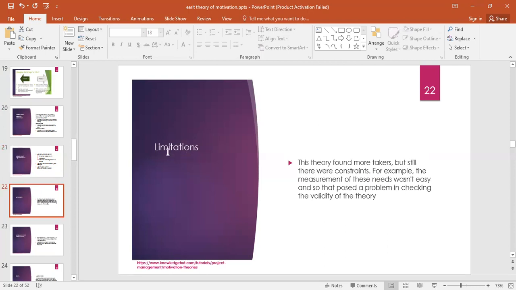What is the limitation of McClelland's theory? This theory found more takers, but still there were constraints. For example, the measurement of these needs wasn't easy, and so that posed a problem in checking the validity of the theory.